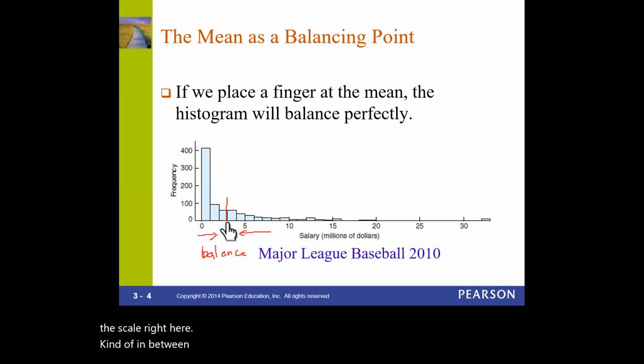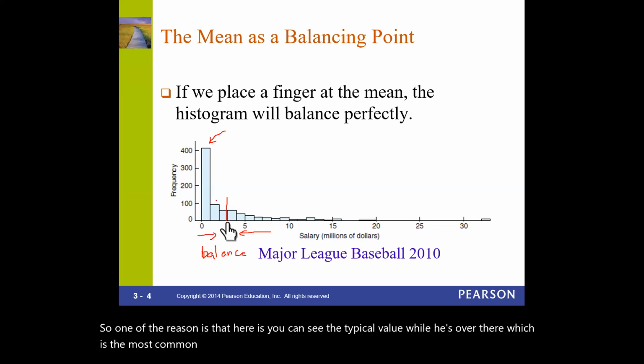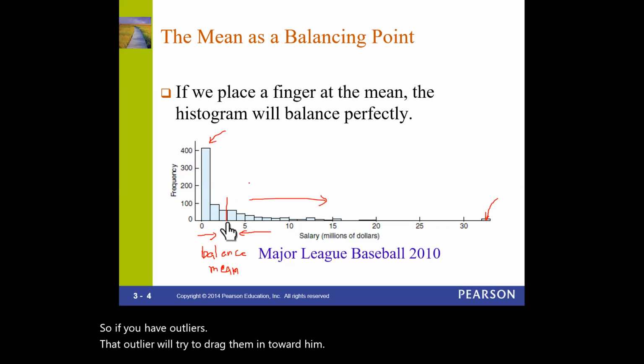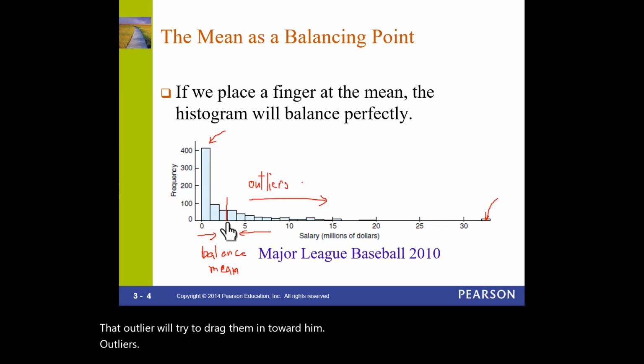One of the reasons is that here you can see the typical value right here, which is the most common value, some number close to 0, with about 400 of them. So that's what you call the mean, in fact. So if you have outliers, that outlier will try to drag the mean toward it. Outliers will drag the mean.